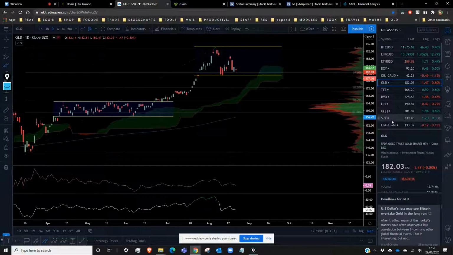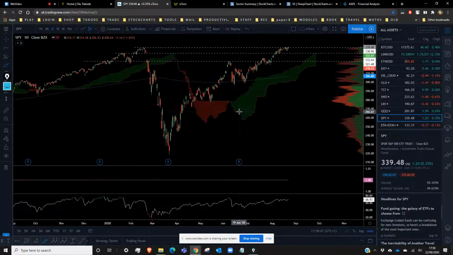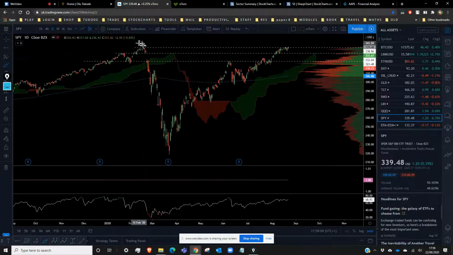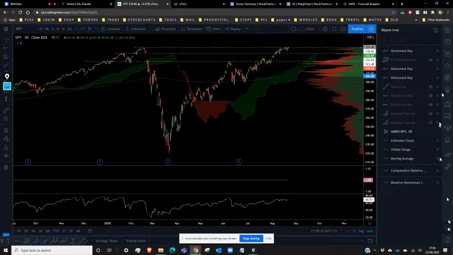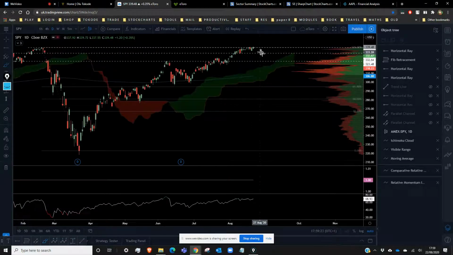Moving on to the SPY. Now this is an interesting chart because the SPY has retraced back to February's high. If I turn on my Fibonacci retracement levels here, price is back at the previous high. So we've had 100% retracement.